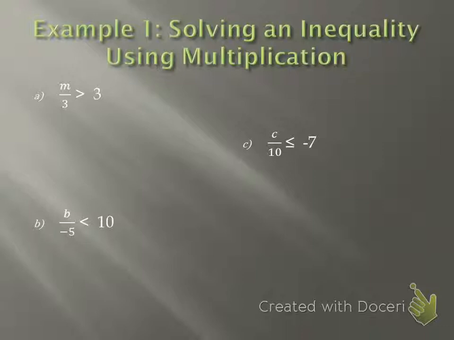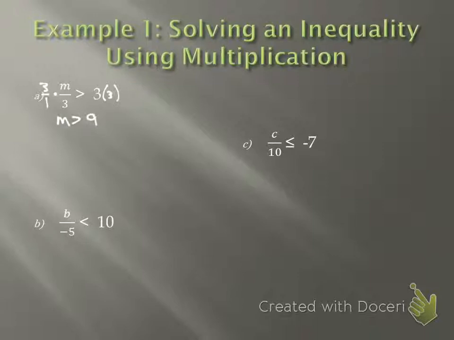M over 3 is greater than 3. So if I need to solve for m, I need to multiply. M over 3, that's division, so I need to do the opposite operation. Okay, and do I just multiply by whatever number I think? No. How do I know what to multiply by? The denominator. Whatever's in the denominator. So multiply by 3 over 1, both sides. And m is greater than 9.